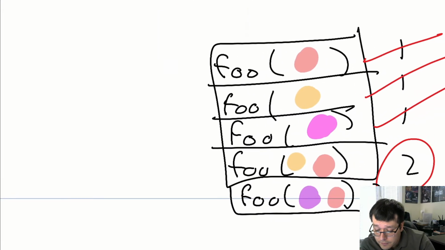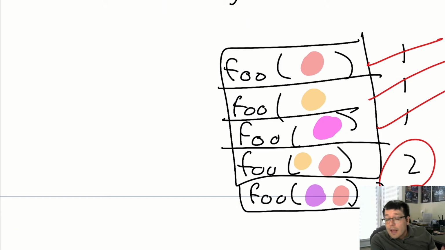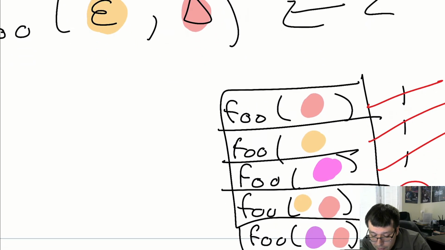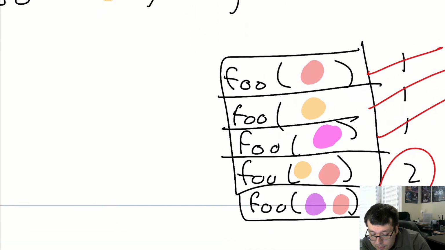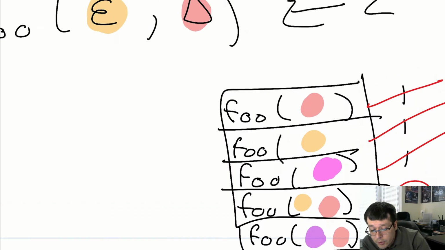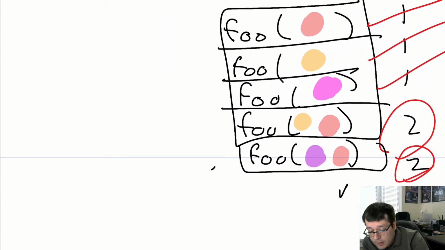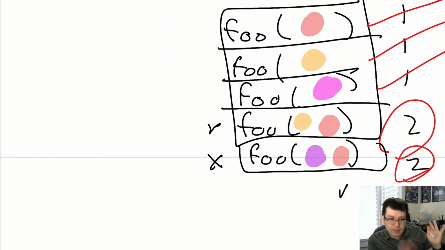So that's the first check that it does. But now it needs to check the variable types. So we have an orange and we have a red. If it's looking at the red, it can see that both of these are okay for the red. So that's okay. But for the orange, that one doesn't work because it's purple. So it has to be that one. In this case, when it has an exact match, it's the best case scenario because then there's no ambiguity.